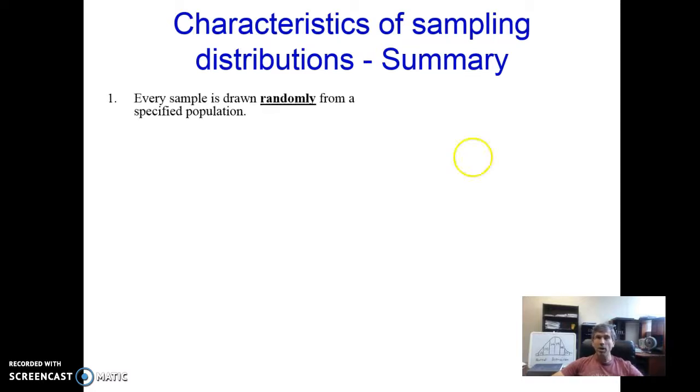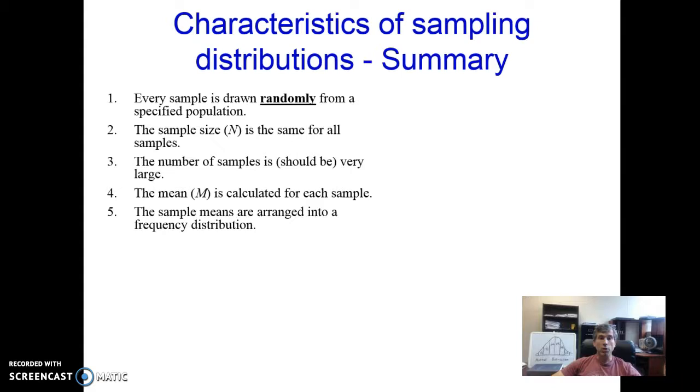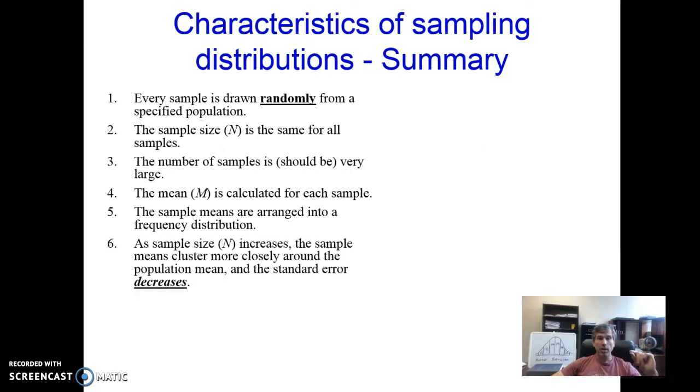So here we recap some characteristics of sampling distributions. Every sample is randomly drawn in this theoretical distribution. The idea is that you're drawing all these samples randomly. They all have the same sample size, and that sample size is the same as whatever your real sample is. It's essentially an infinite or very high number of samples. We would calculate the mean for each sample. We take those means, we turn it into a frequency distribution, and again, the mean stays the same of that overall distribution, but the individual sample means get closer and closer as variability decreases.